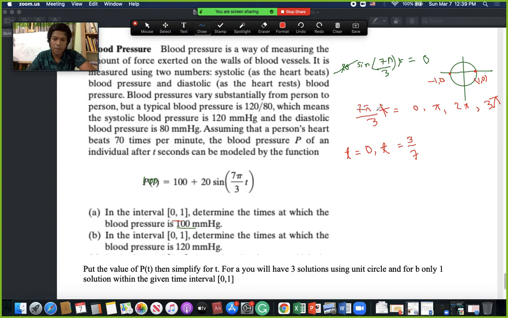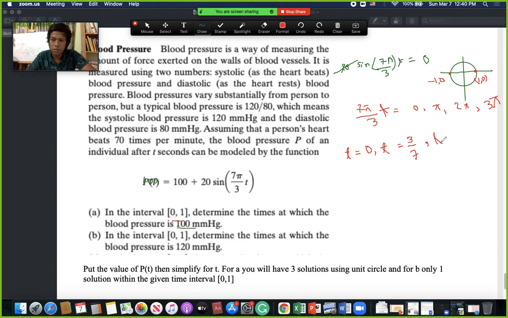This 7 pi by 3 t equals to 0, equals to pi, equals to 2 pi, equals to 3 pi. They are all different equations. The commas mean that all of them are different equations that we are considering here.